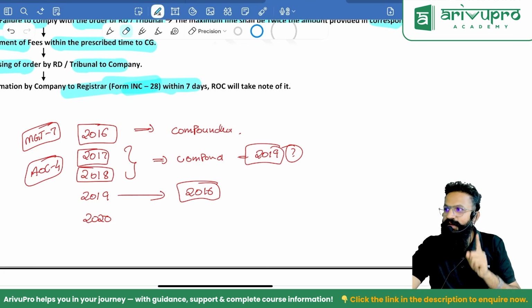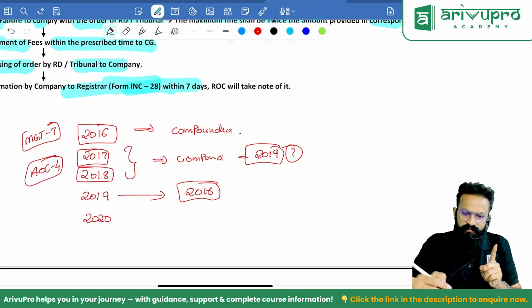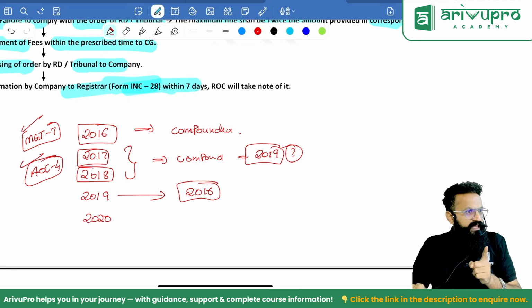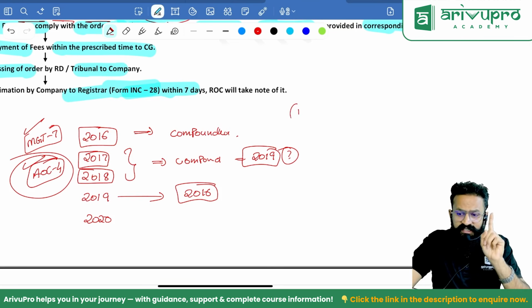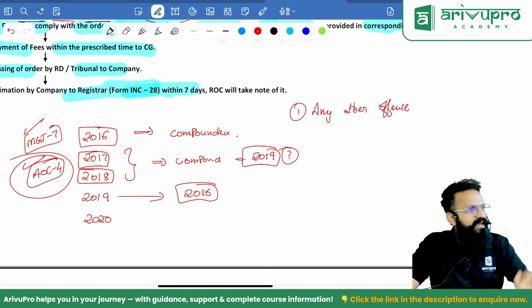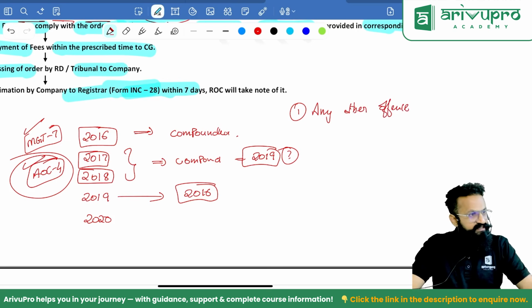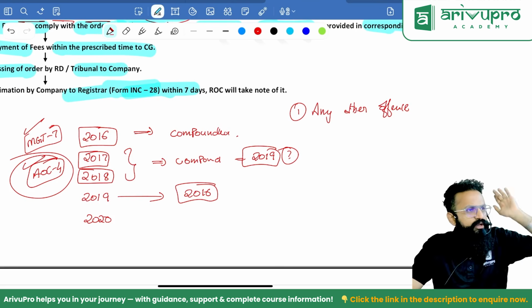Okay, so remember people, first thing, MGT 7 and AOC 4 are two different offences. Can I take up compounding of another offence? You can easily take it up. There is no problem because what is written is that you cannot compound any offence which is similar in nature, which was recently compounded. Any other offence, you are free to compound. Every year you can keep on compounding one by one. Absolutely allowed. So in 2020, can I compound it for AOC 4? Absolutely fine, you can go for it.